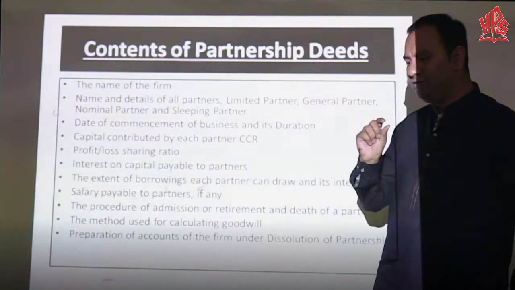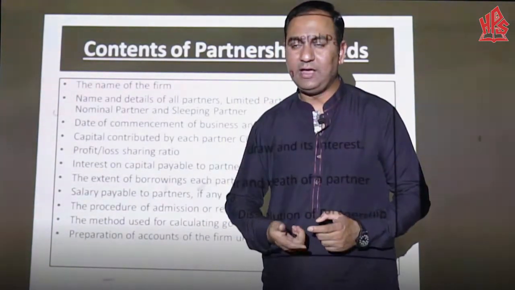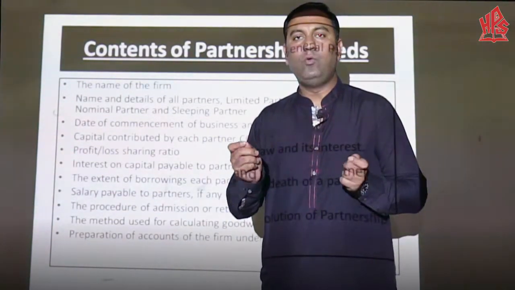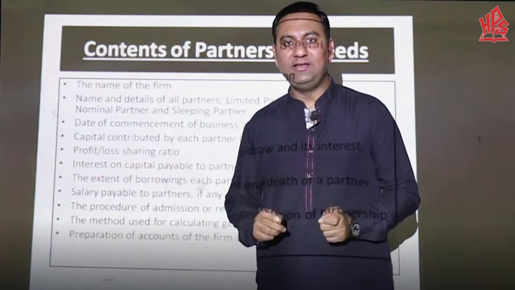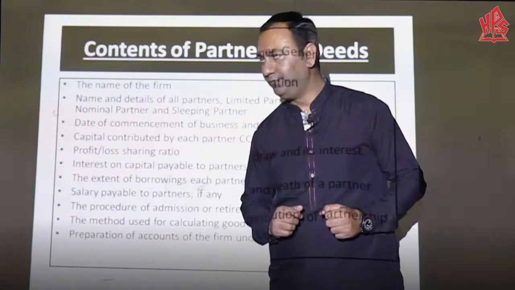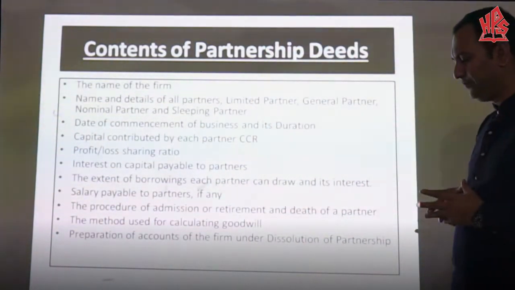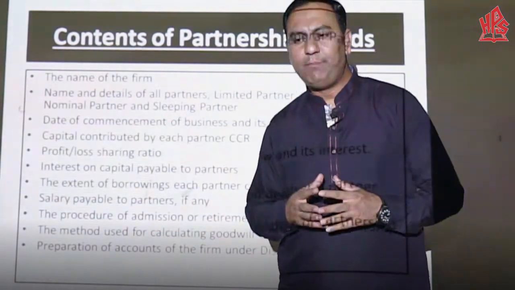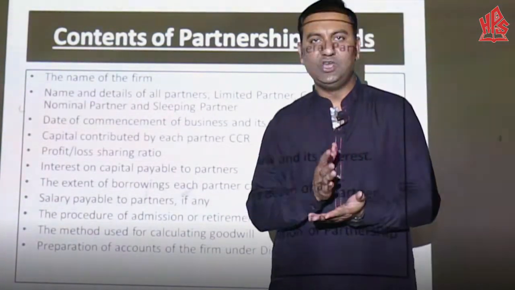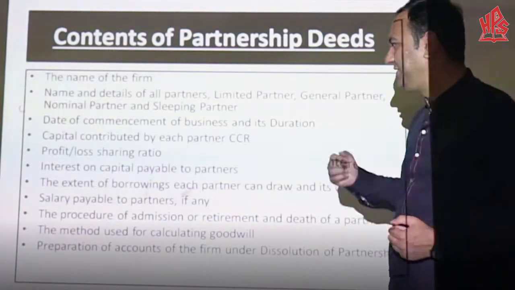And the next point is capital contributed by each partner, CCR, capital contribution ratio. Capital contribution ratio is the main source of the partnership agreement. It tells you how much amount is invested by each partner in the partnership firm. The next one is profit and loss sharing ratio. The profit sharing ratio means the partners must divide their shares according to the ratio decided by the partners.